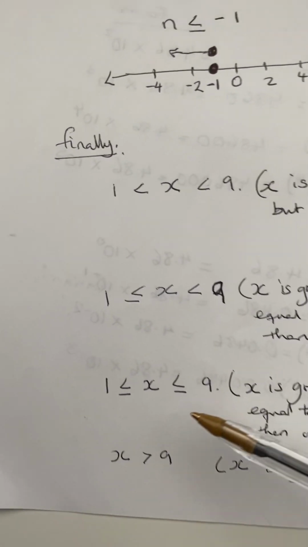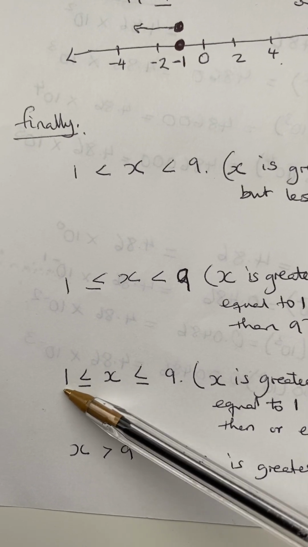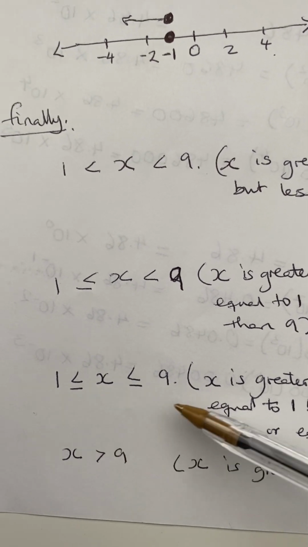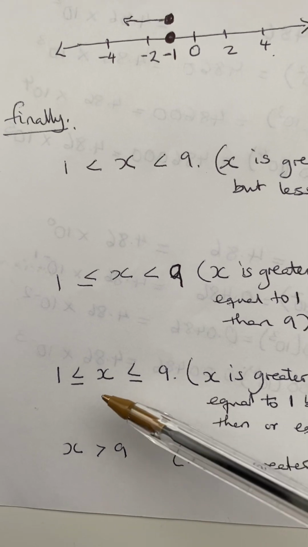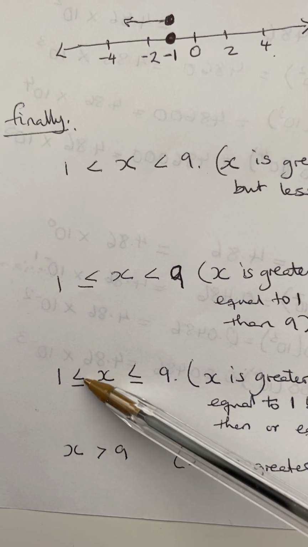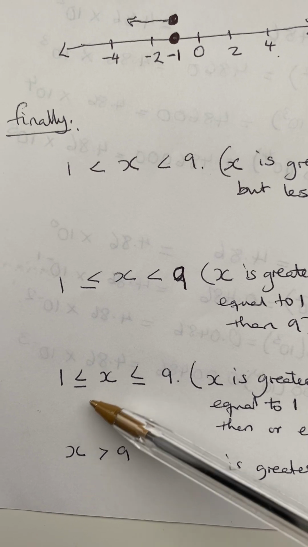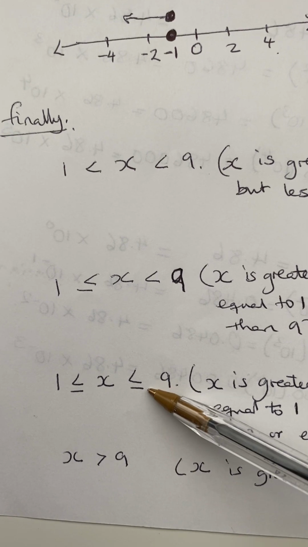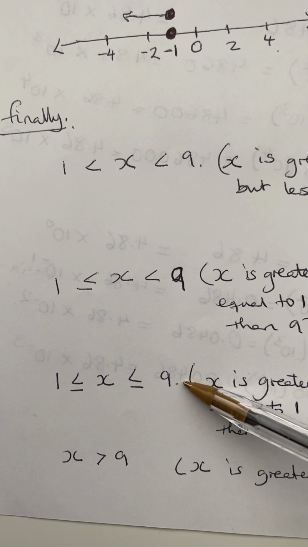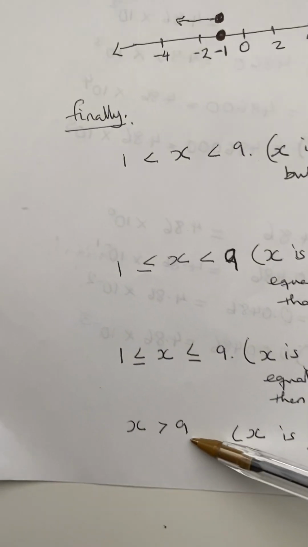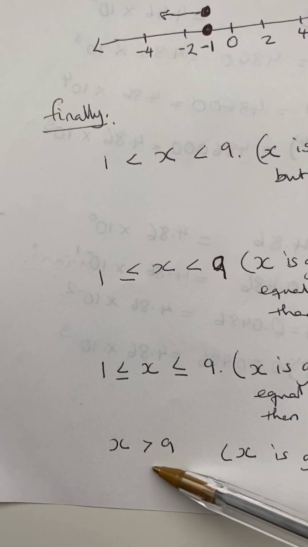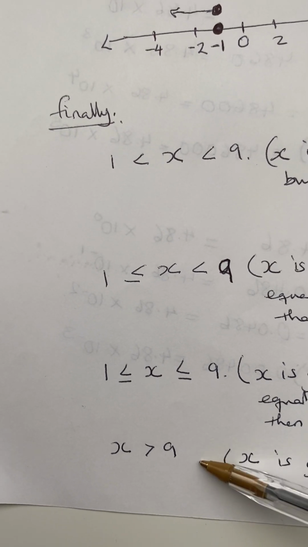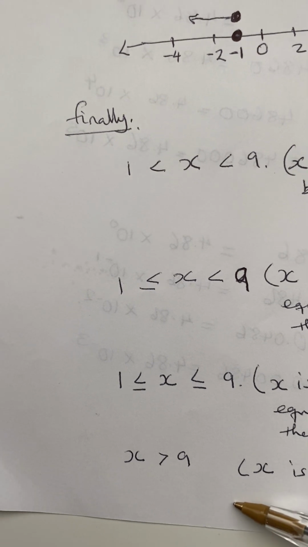Okay, here x is equal to 1 and equal to 9, and it lies between 1 and 9. But we can also say x is greater than or equal to 1 but less than or equal to 9. The last one is x is greater than 9. So x is greater than 9.